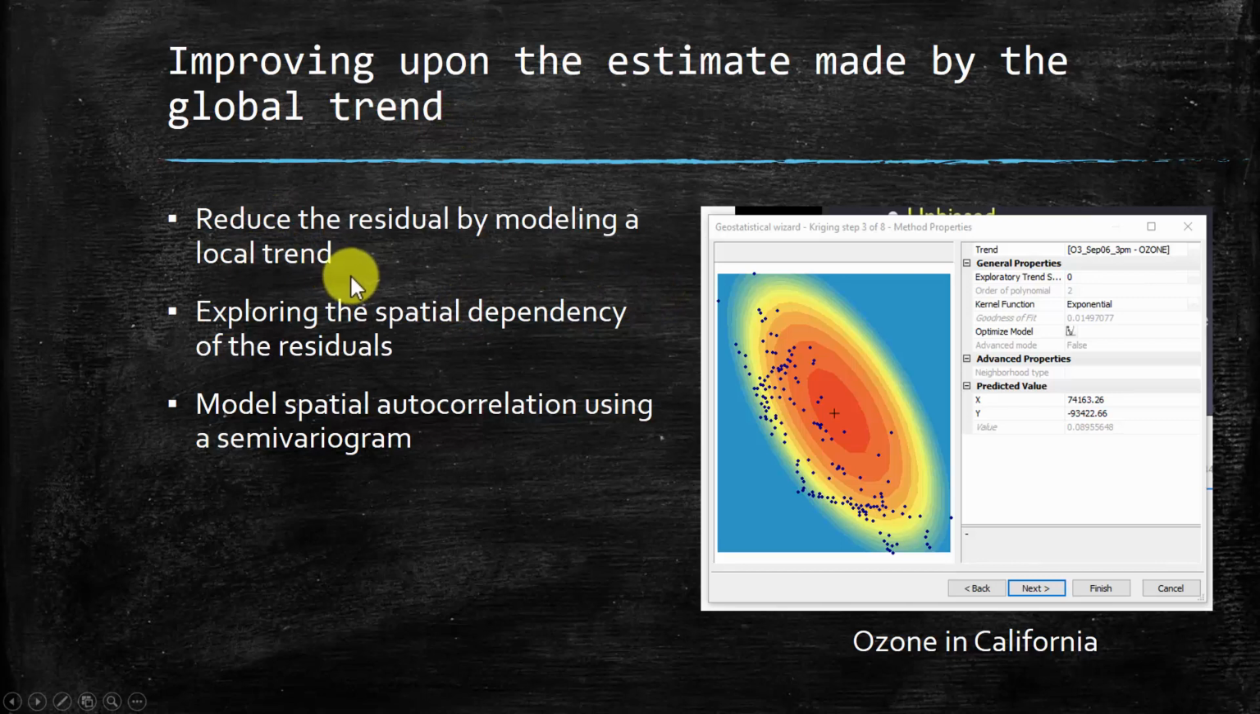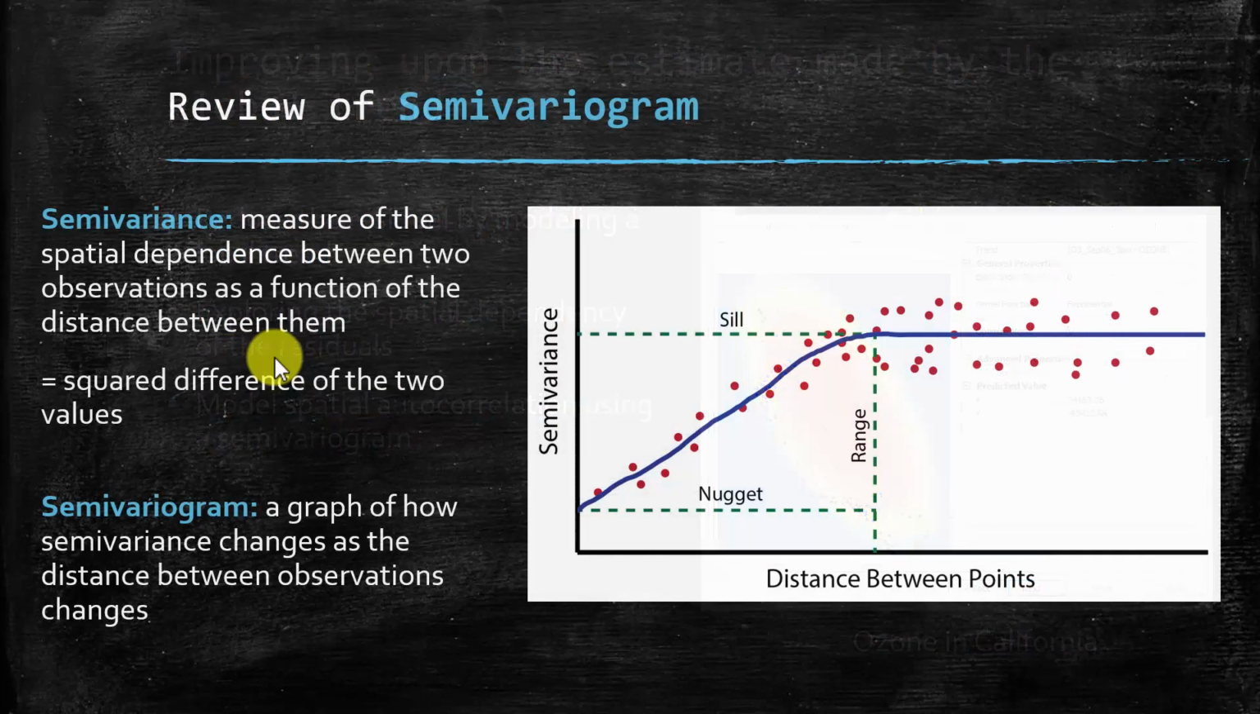So the idea then is to improve this by reducing the residuals or error in the model by modeling a local trend. And we do this by exploring the spatial dependency or spatial autocorrelation of the residuals. So we model spatial autocorrelation using a semivariogram first to get a sense of the patterns in the data. So things like the range, the sill, and any type of directional trends.